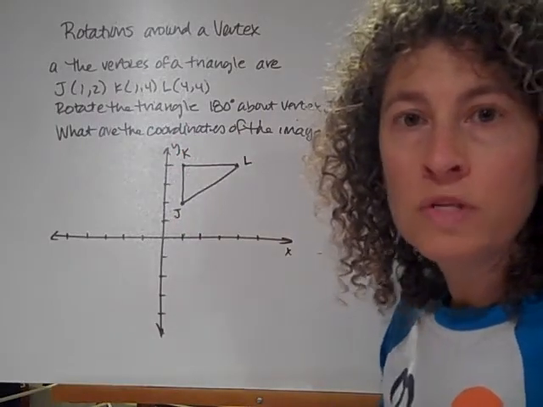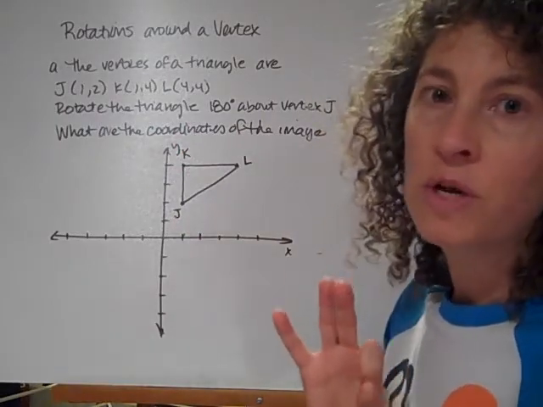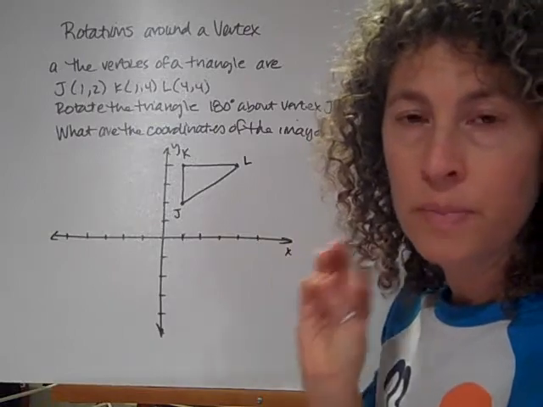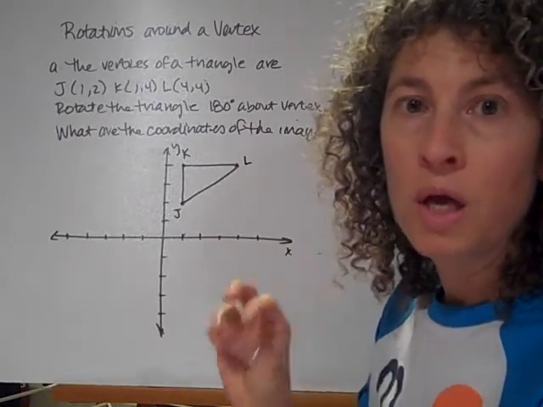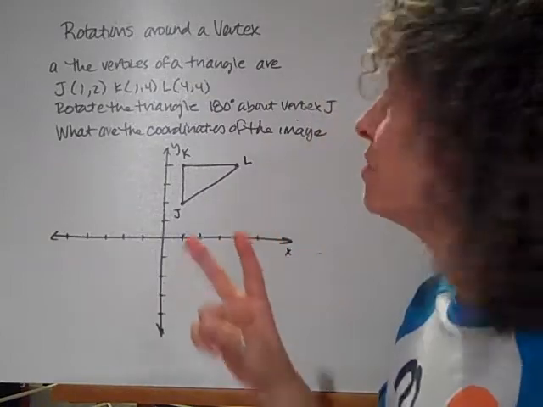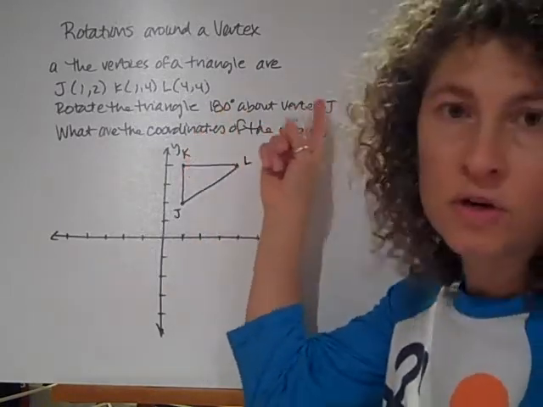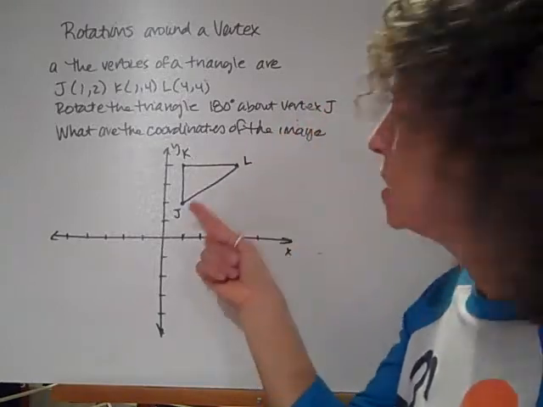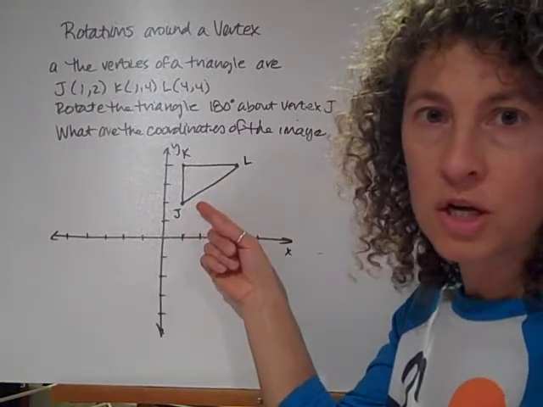So when we rotate, we typically want to know three pieces of information. What's our center of rotation? We want to know which direction are we going, and we want to know how far. Notice that in this one, I've actually only given you two pieces of information, 180 degrees around vertex J. So vertex J is going to be the center of our rotation here.